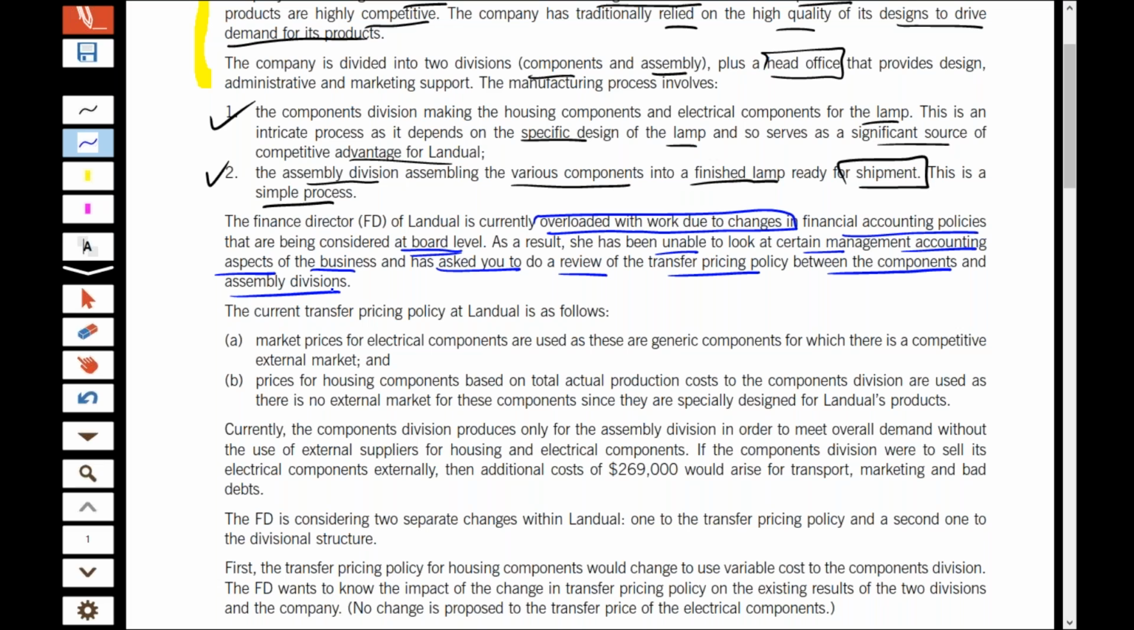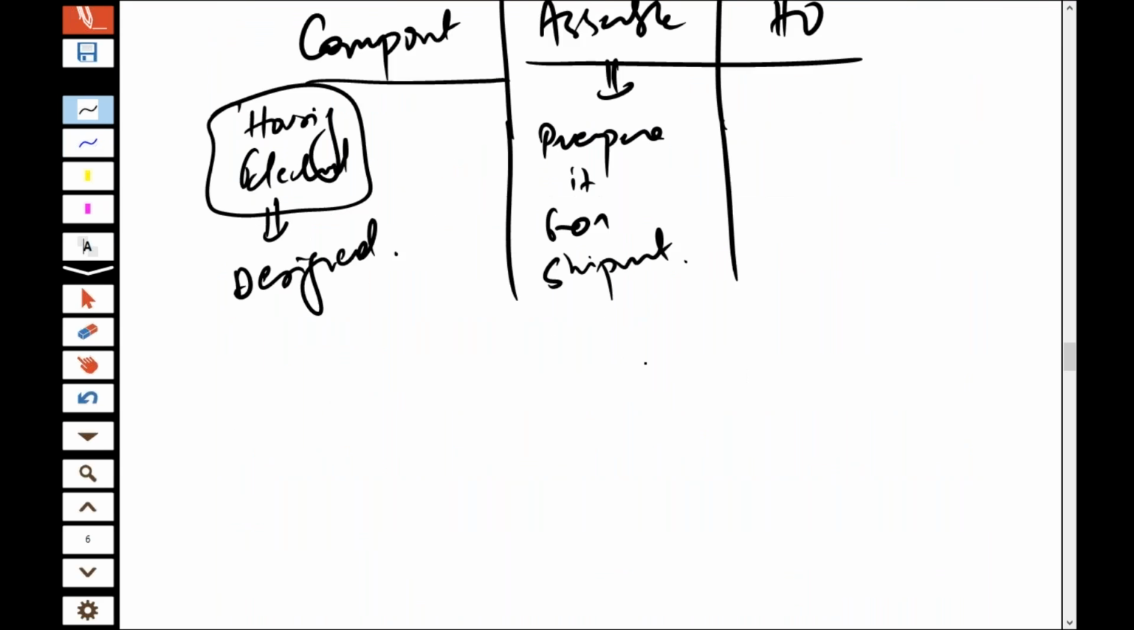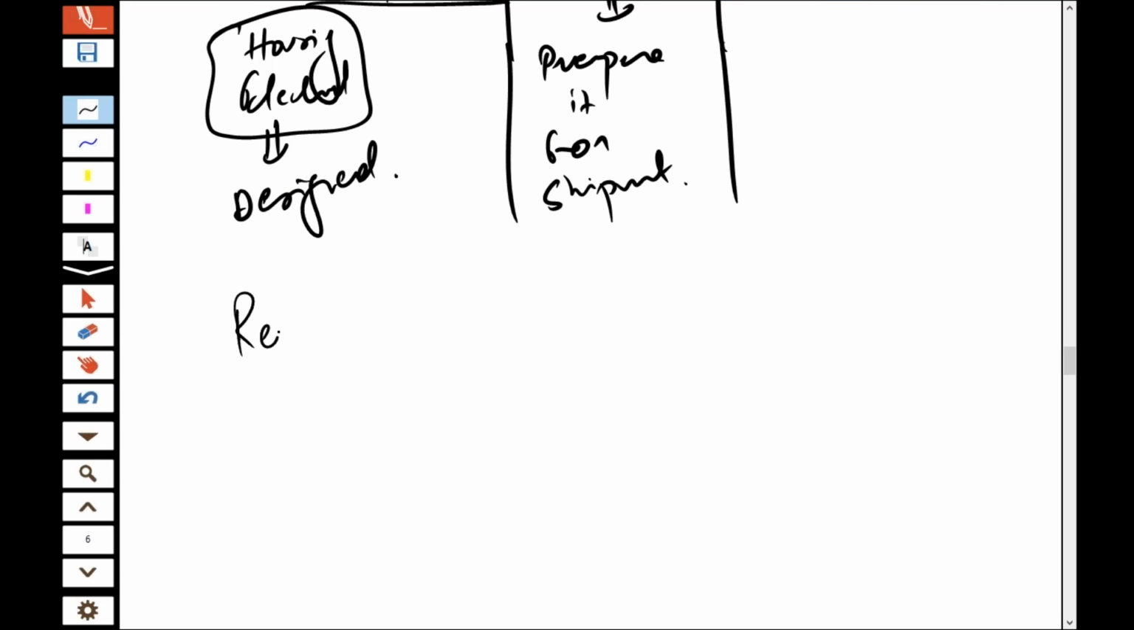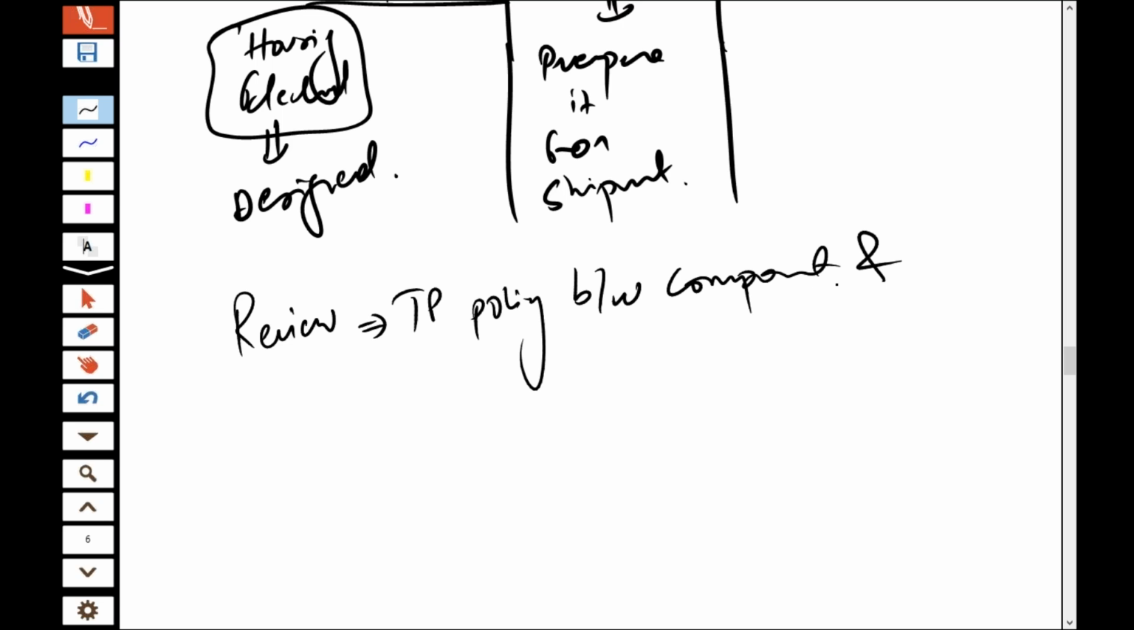So what we are being told is that she has been unable to look at certain management accounting aspects of the business and has asked you to review the transfer pricing policy between the components and assembly division. So the task provided to us is that we have to review the transfer pricing policy between component and assembly division.